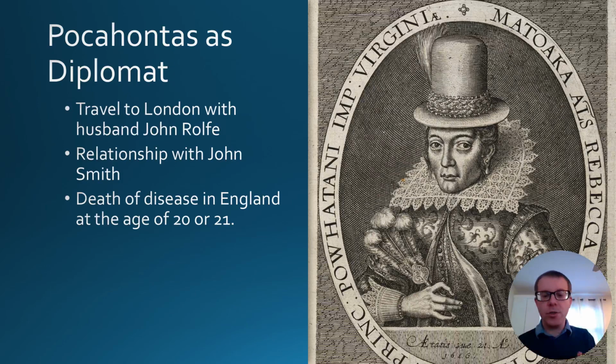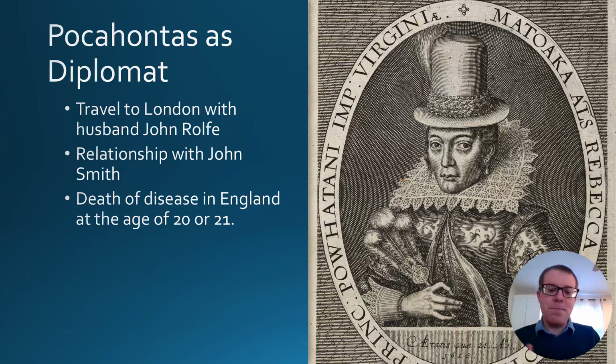Now, Pocahontas herself actually, historians think, sees herself as a diplomat in a diplomatic marriage with John Rolfe. And her purpose is to preserve peace between the Powhatan Confederacy and the English, and also learn more about the English. And so she actually travels to London with her husband, John Rolfe. She's painted here in English clothing and wears English clothing, and actually visits many dignitaries in England when she's there.